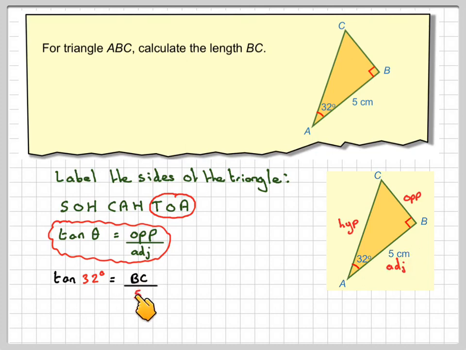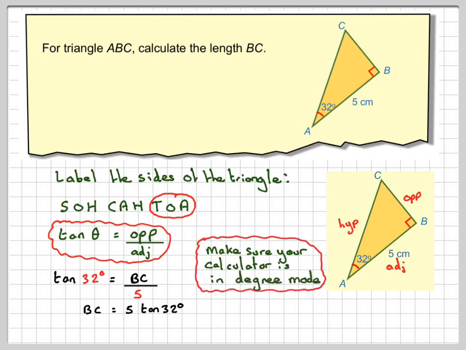Rearranging this, because we're dividing by 5, then we need to multiply by 5 on that side. So BC is 5 times tan 32 degrees. We don't need to write in the multiplication sign. Now, this obviously we do on our calculator, but before we go to our calculator, we make sure that the calculator is in degree mode.